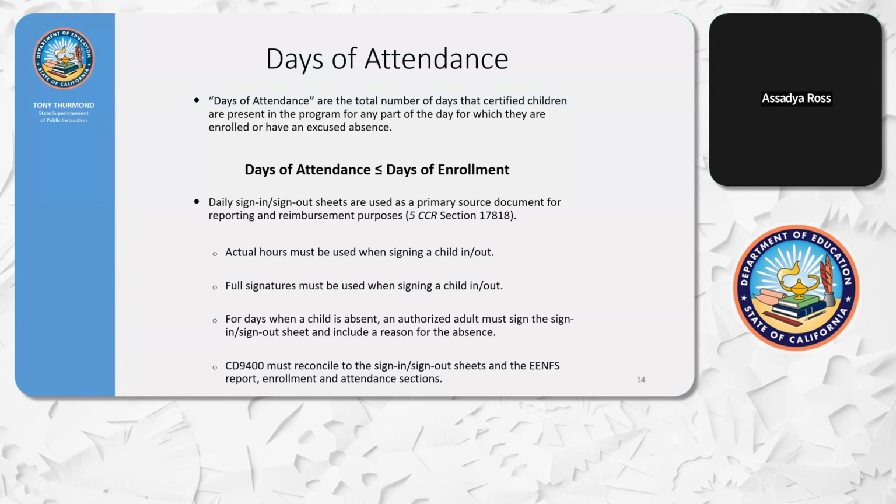Now we're going to quickly look at days of attendance. Days of attendance are the total number of days that certified children are present in the program for any part of the day for which they are enrolled or they have an excused absence. Days of attendance are always going to be equal to or lesser than days of enrollment.